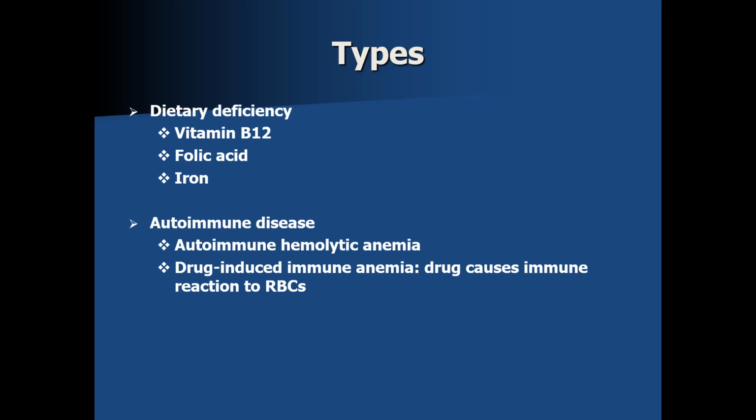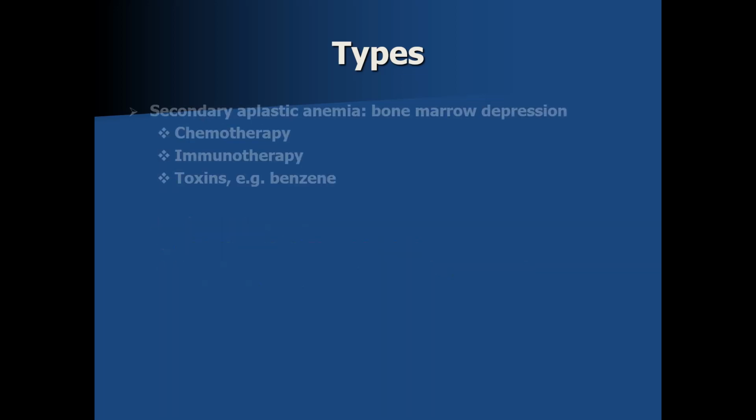Autoimmune disease can also cause anemia. Examples include autoimmune hemolytic anemia and also drug-induced immune anemia, where a drug causes an immune reaction to the RBCs. Then there is also secondary aplastic anemia, which is bone marrow depression from an external source. This can be caused by chemotherapy, by immunotherapy, and also by toxins such as benzene.